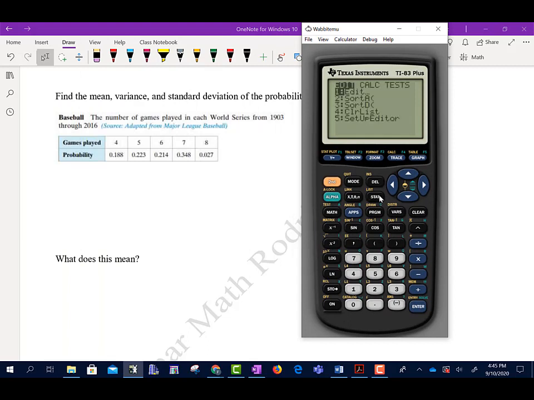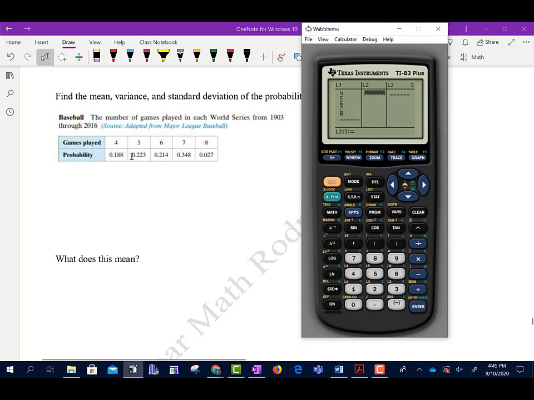I'm going to clear it. I'm going to go to stat. I'm going to edit my lists. And I want to clear both those lists. I'm going to hit clear on list 2, enter. I'm going to go up to list 1. I'm going to clear that one as well. Clear, and then enter. There we go. Okay, so for my list 1, I'm going to type in the numbers 4, 5, 6, 7, 8.